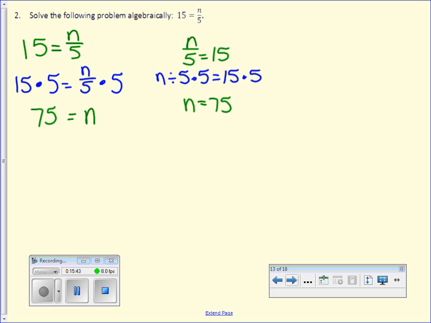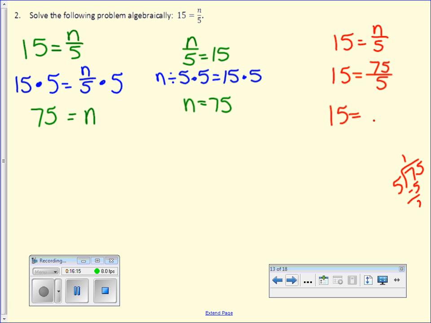Now for the check, you write the original equation. n is 75, so I replace my n with 75. So many times, a lot of us can't do 75 divided by 5 mentally. Remember, we start with the smaller problems so that we know how to solve the bigger ones. Don't assume 75 divided by 5 equals 15 and just put down 15. Go to your margin, do the computations. Make sure that they really do equal each other, because if they don't, you made a mistake somewhere and you need to backtrack.